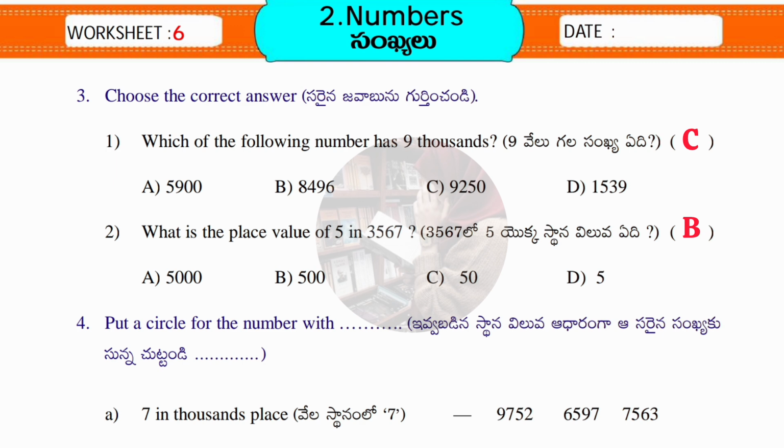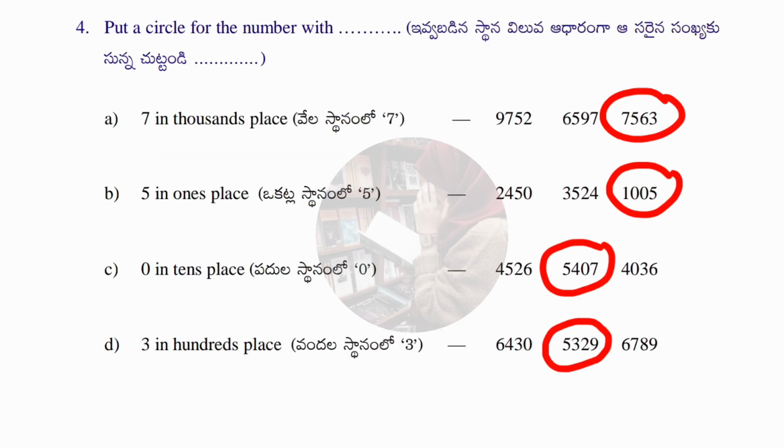Okay, let's see the fourth question. Put a circle for the number with the given condition. So in this question again we have sub questions. Let's see each and everything and give the correct answer for that. So first question is 7 in thousands place. If you observe the given three numbers there, the one with 7 in thousands place is the third number. That's why circle 7563. So second question is 5 in ones place. If you observe the three numbers, where 5 is in ones place is the last number, that is 1005, right?